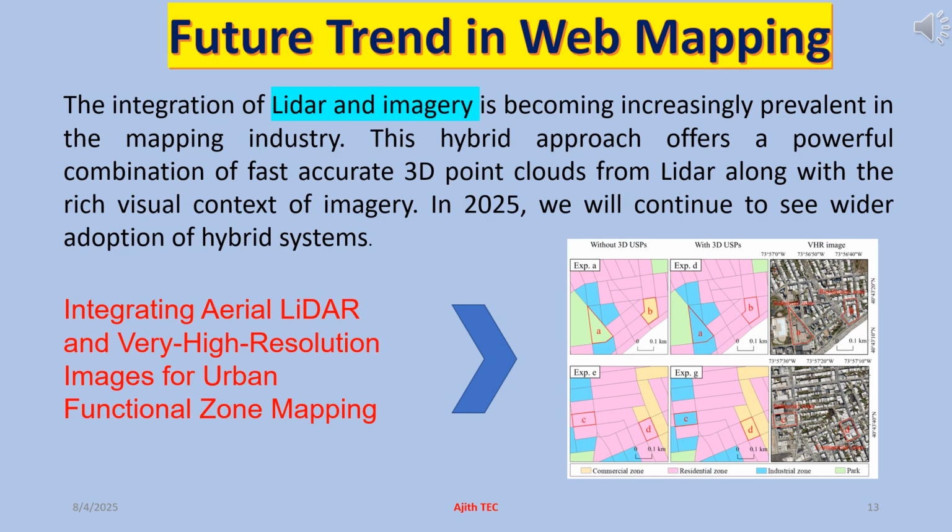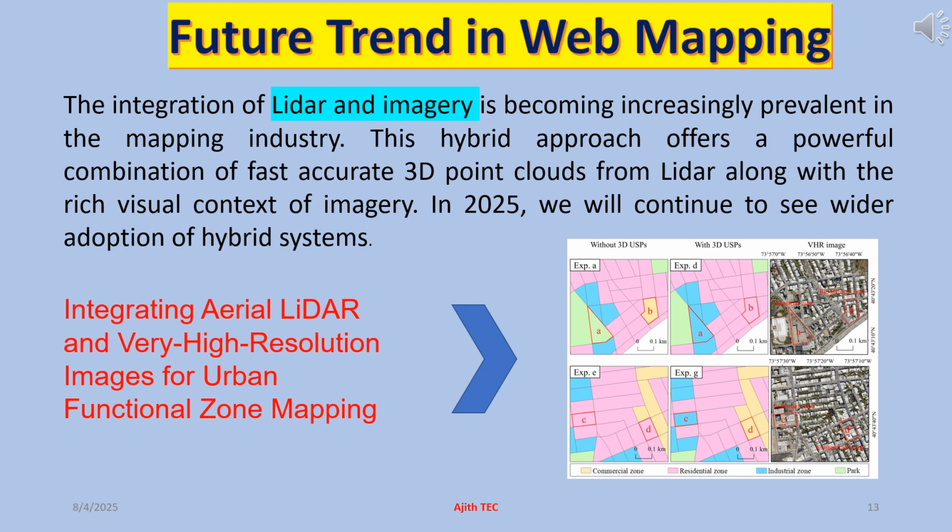Future trend in web mapping. The integration of LiDAR and imagery is becoming increasingly prevalent in the mapping industry. This hybrid approach offers a powerful combination of fast, accurate 3D point clouds from LiDAR along with the rich visual context of imagery. In 2025, we will continue to see wider adoption of hybrid systems.